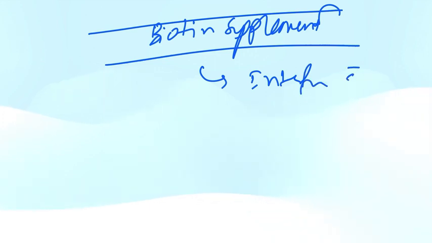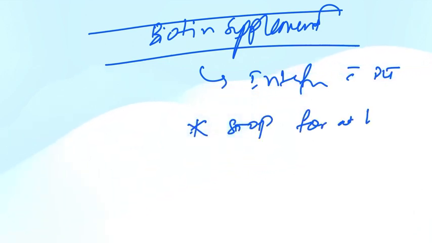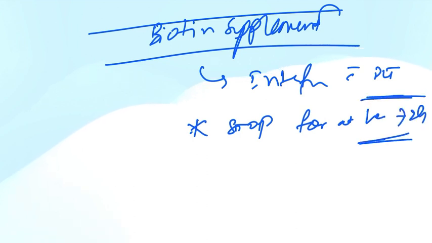Okay, so during the estimation of PCT level, if the patient is taking high doses of biotin supplementation, it interferes with the estimation, right? So it is advisable to stop the supplementation for at least 72 hours. MCQ, right? Biotin supplementation should be stopped at least 72 hours before the assay, right?